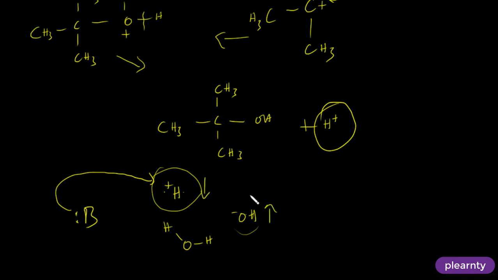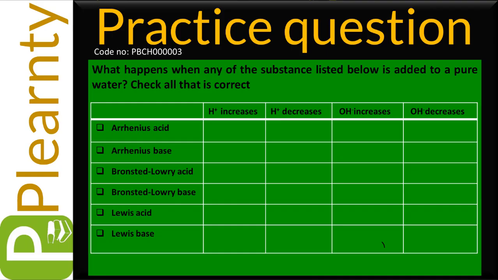So just like every other acid, the Arrhenius acid and Bronsted Lowry acid, a Lewis acid would also lead to an increment of protons, and a Lewis base would lead to an increment of hydroxide ions. So this is the basis for pH, which we are going to be treating in the next class. So practice this question, it would help you a lot, and thanks for watching.